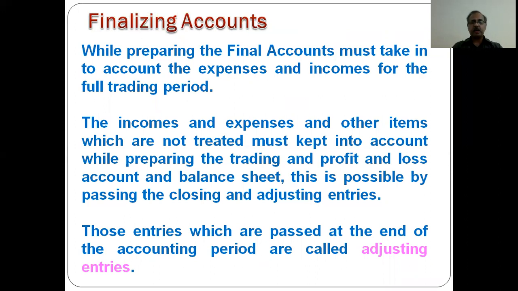So those entries which are passed at the end of the accounting period, in order to adjust some items, are called adjusting entries. So that means some expenses and incomes may not be recorded in the trial balance, or maybe we come to know of some expenses and incomes only after the preparation of the trial balance.